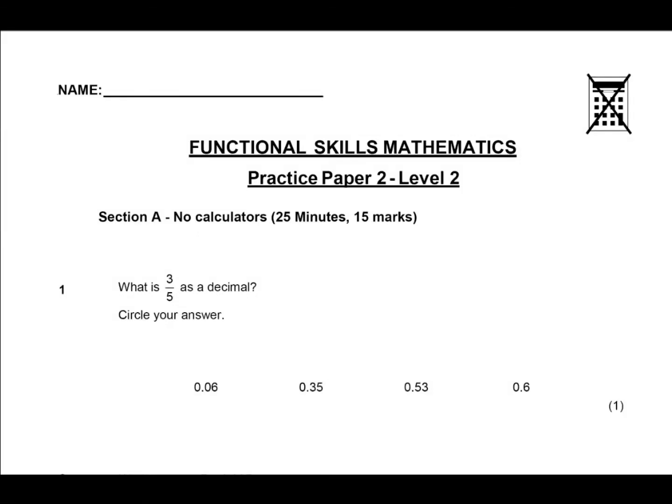Hello and welcome to this video on the Functional Skills Maths Practice Paper 2 at Level 2. We're going to cover Section A first, which is the non-calculator section. We have 25 minutes to do it and there are 15 marks available.